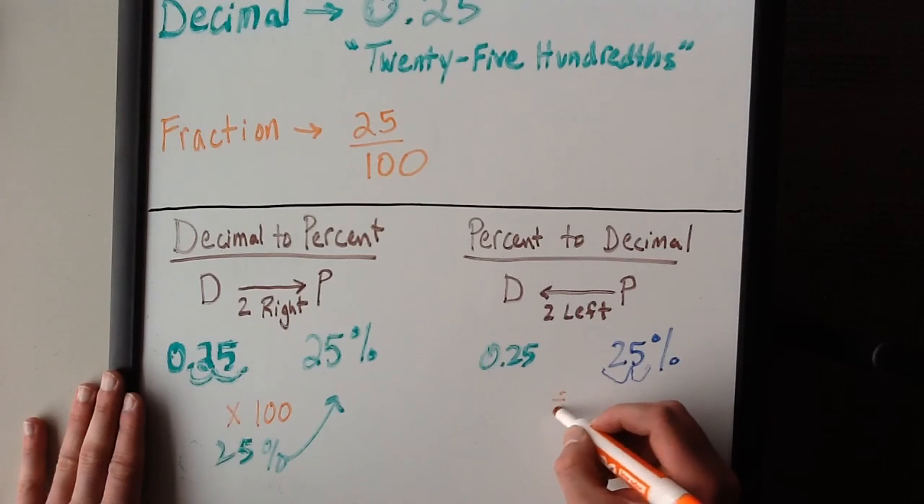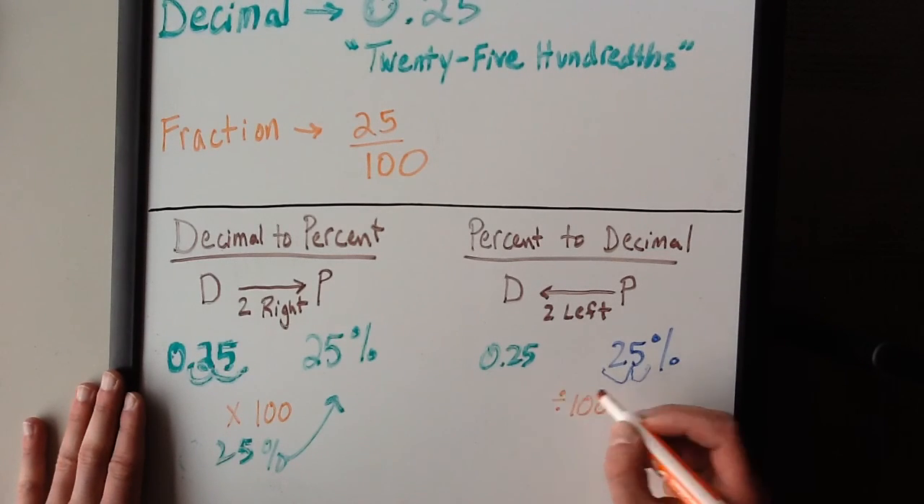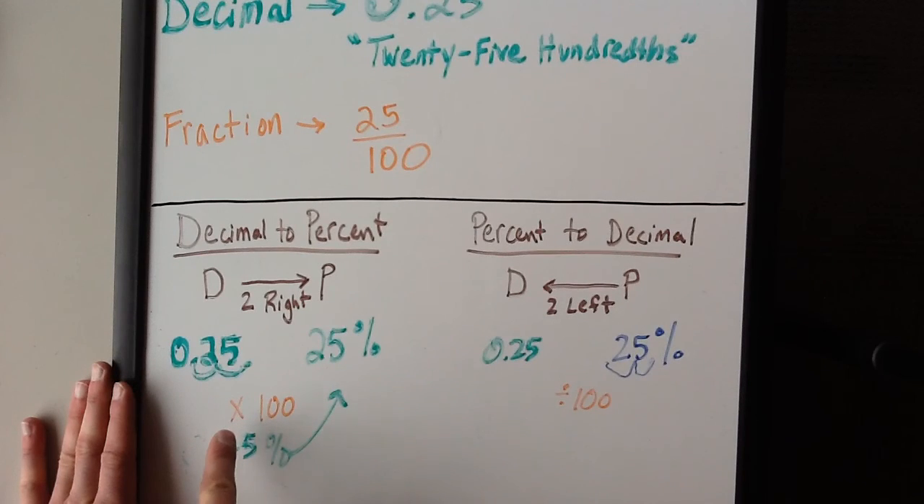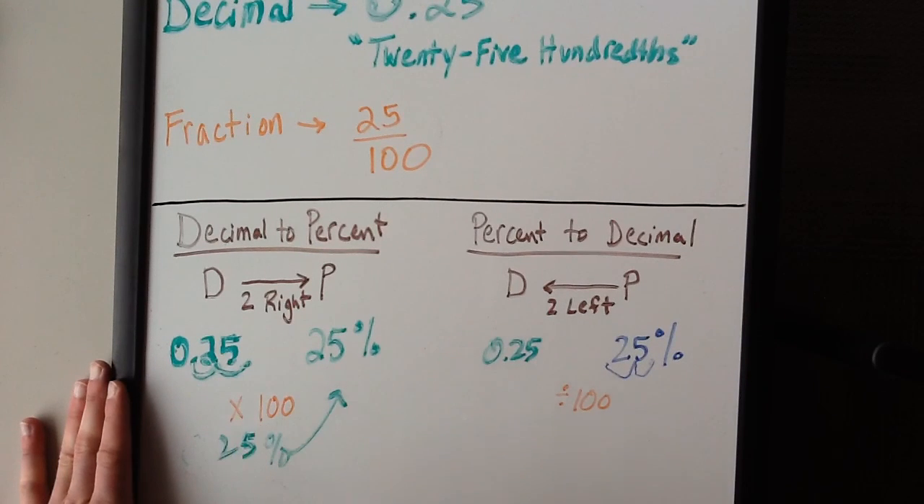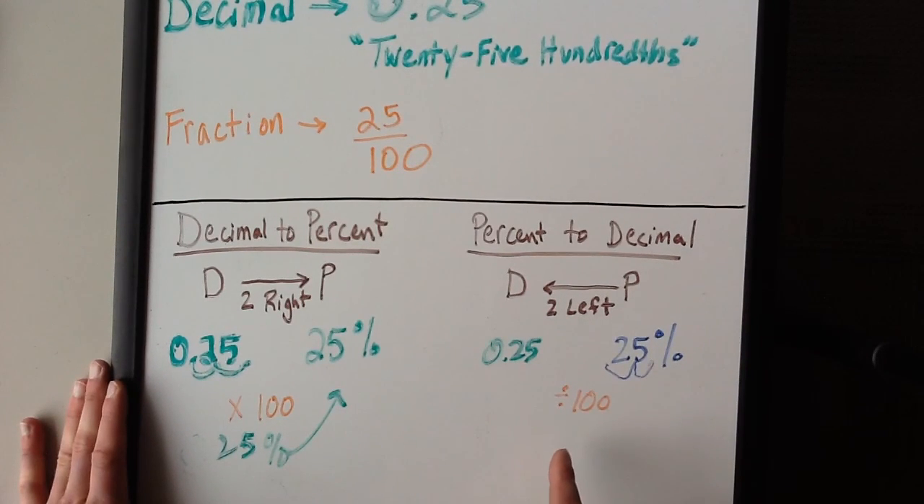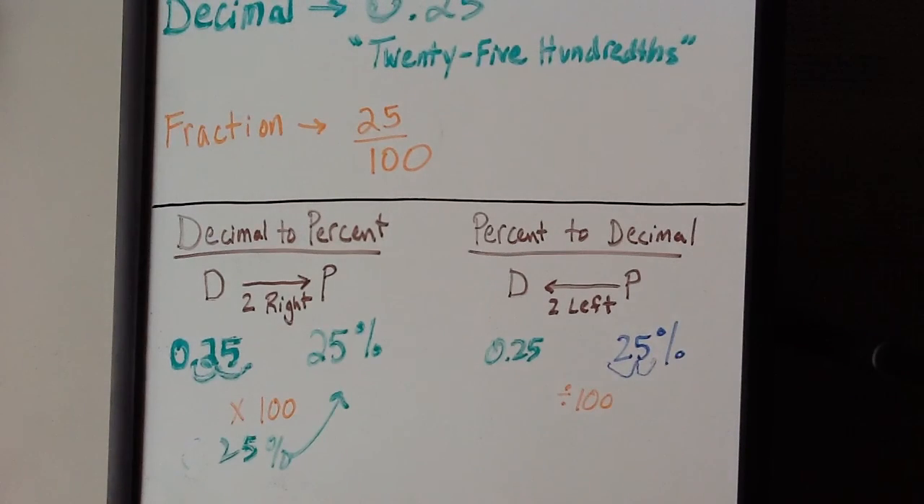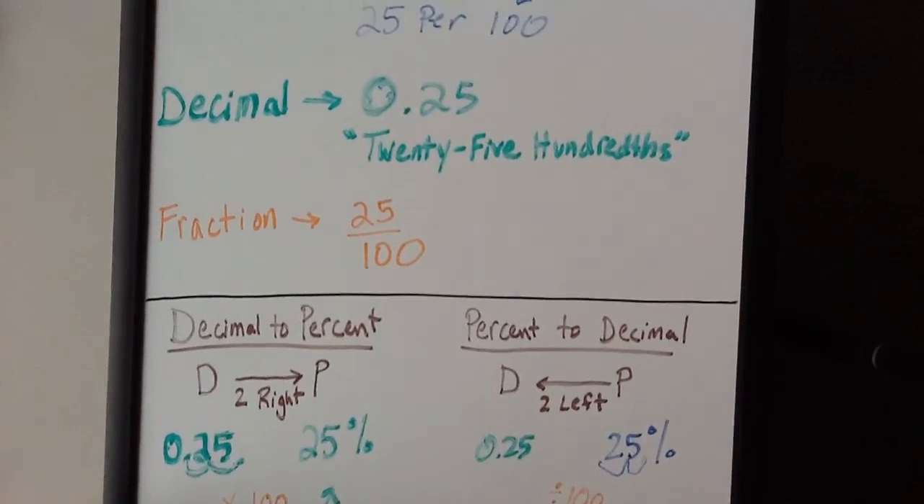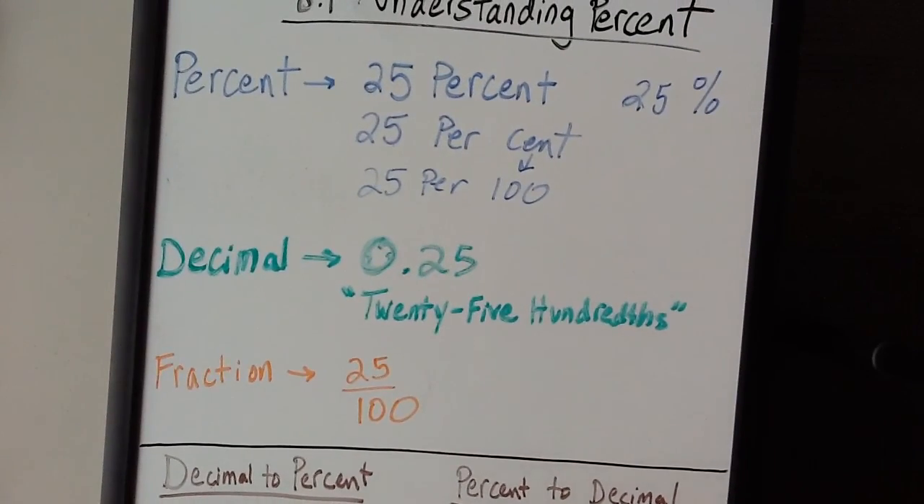Now what I'm doing here, if I move the decimal 2 places to the left, is dividing by 100. Just like here, if I go 2 places right, I multiply by 100. If I go 2 places to the left with my decimal, I am dividing by 100. Okay, so those 3 forms we're going to be working on in lesson 8.1, going from a percent to a decimal to a fraction.